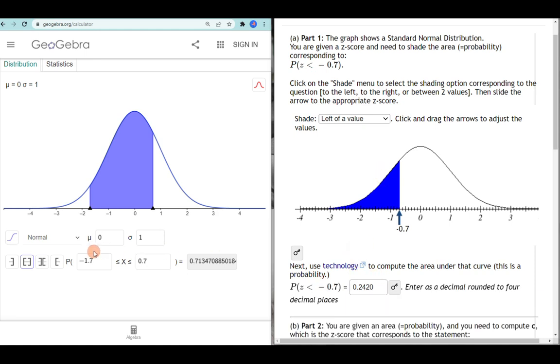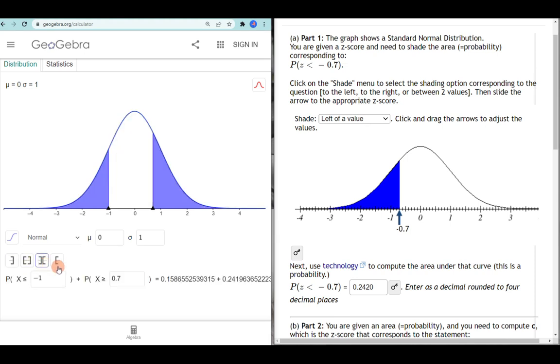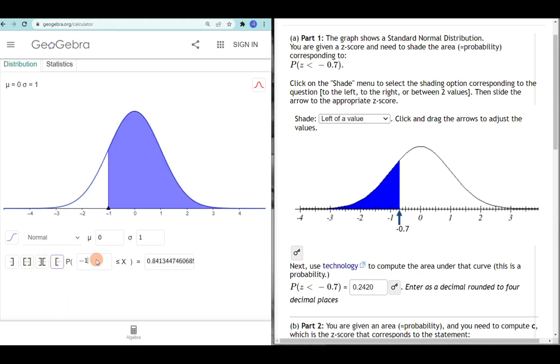To use technology, to use this particular tool, you select your shading using these buttons. You type in what z-score you want merely by clicking on the button here and typing it in. And as a default, you should make sure you're set at the normal distribution with the mean being 0 and the standard deviation being 1.